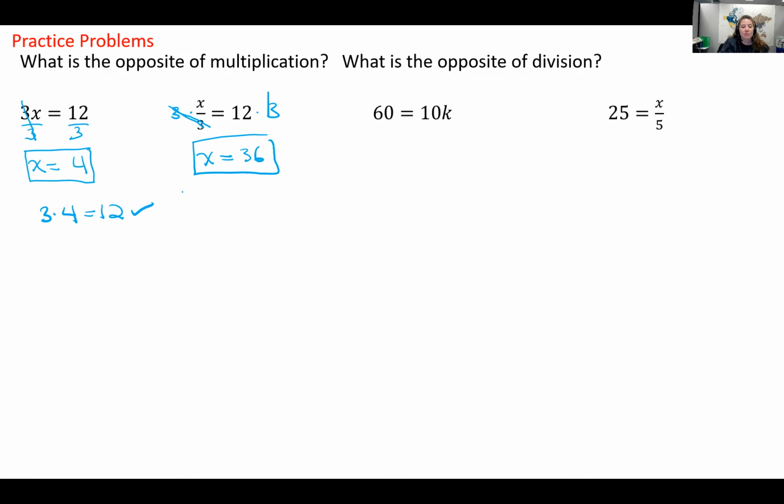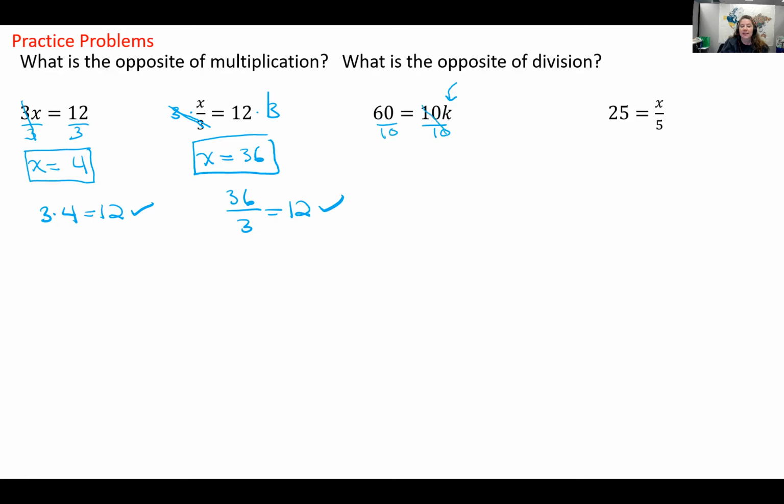So then put it back into the equation. If x is 36, is 36 divided by 3 12? Yes, it is. All right, so the next one, our variable's on the right side of the equation. So we're going to start on the right side. So what is happening to our variable? k is being multiplied by 10. So what's the opposite of multiplying by 10? We're going to divide both sides of the equal sign by 10.